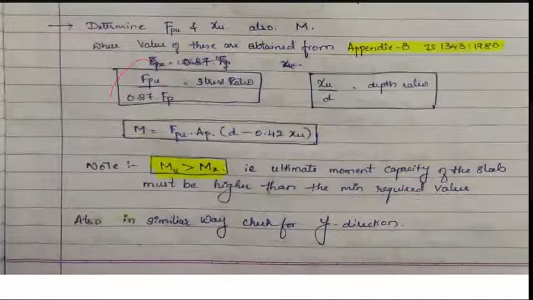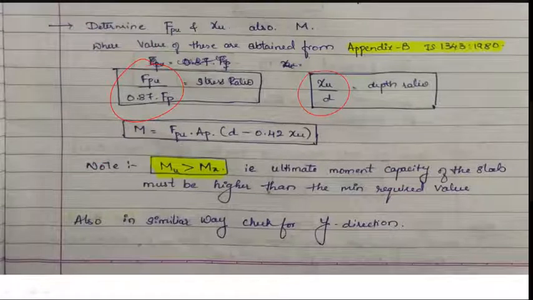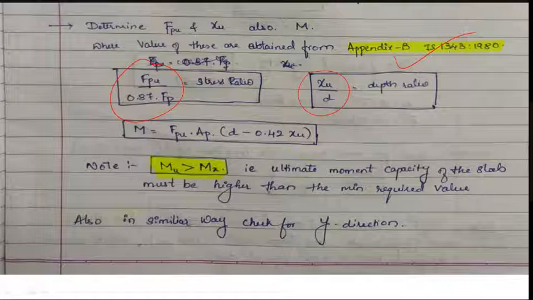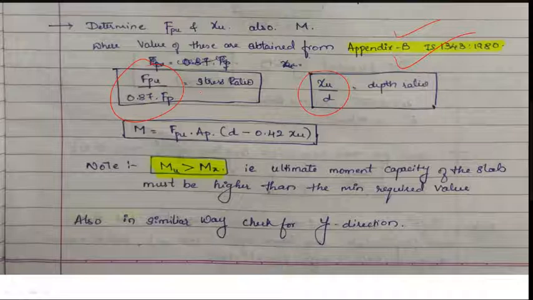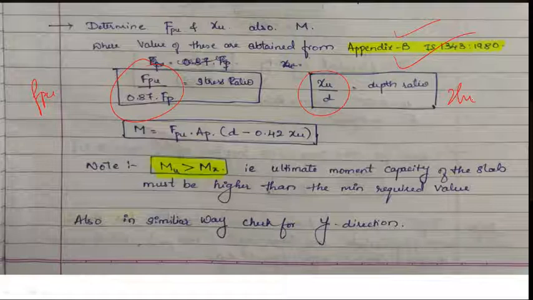Then again you know this one, FPU divided by 0.87 FP equals stress ratio, and this is depth ratio. We have done this in the very first, second unit, very starting, IS 1343 Appendix B. By interpolation we will determine the value of FPU. Here you will determine the depth of the neutral axis, that is XU. Then you just substitute here, this is Mu, nothing but the ultimate moment of resistance.